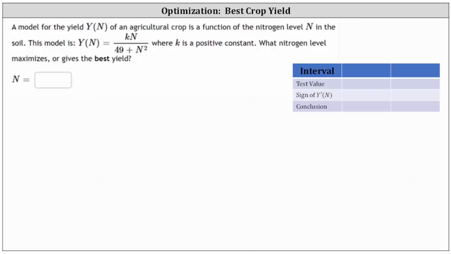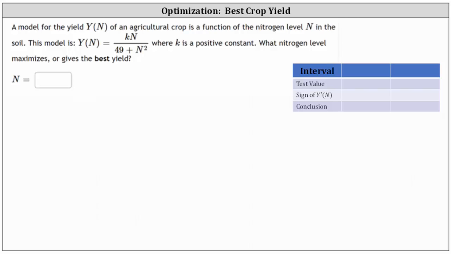A model for the yield Y(n) of an agricultural crop is a function of the nitrogen level n in the soil. This model is Y(n) = kn divided by the sum of 49 and n squared, where k is a positive constant. Which nitrogen level maximizes or gives the best yield?